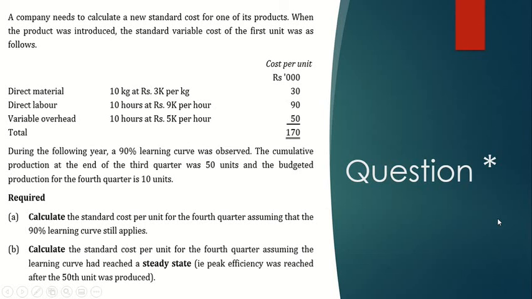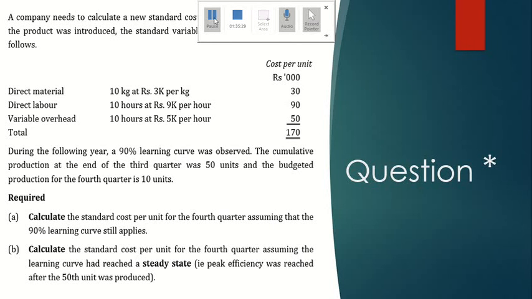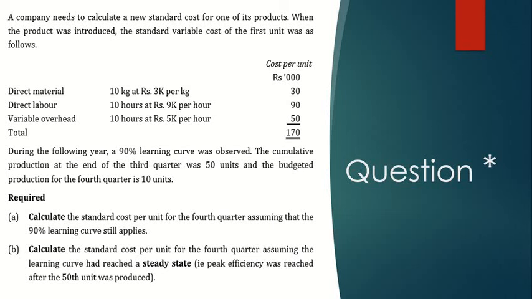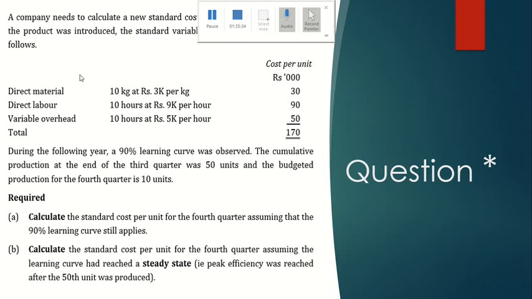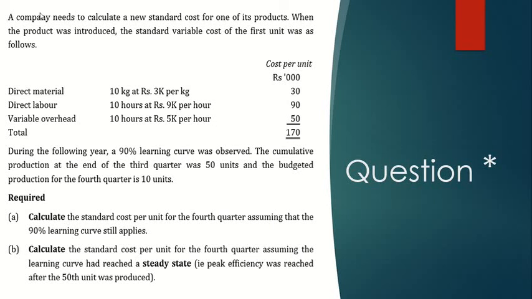So we will go to another question. This is I marked as an important question, so I have put a star mark there. Here you can see this is a very critical question. In this question, a company needs to calculate a new standard cost for one of its products. When the product was introduced, the standard variable cost of the first unit was as follows. So here they have given the standard cost of first unit.